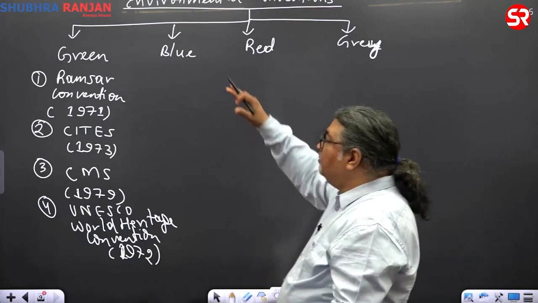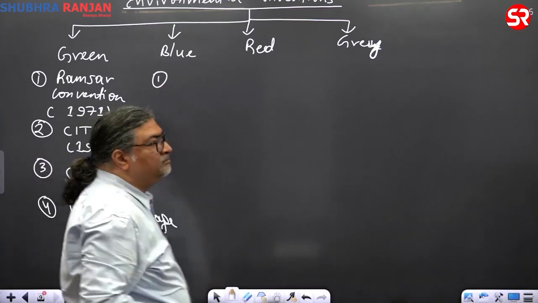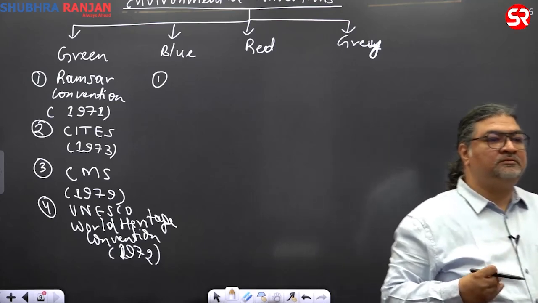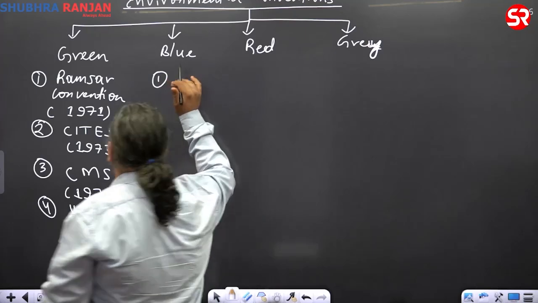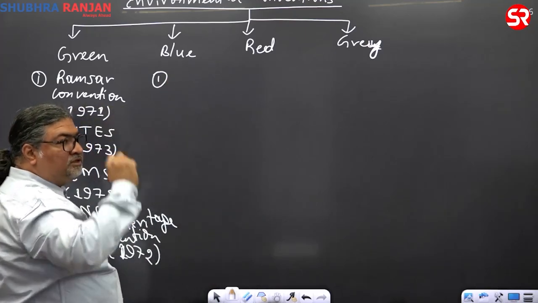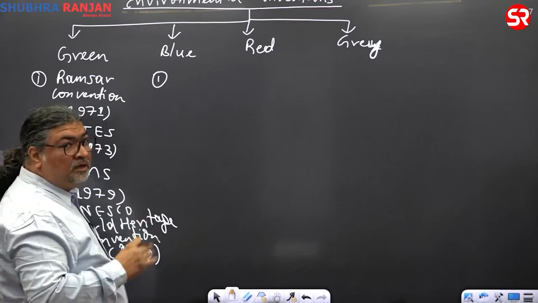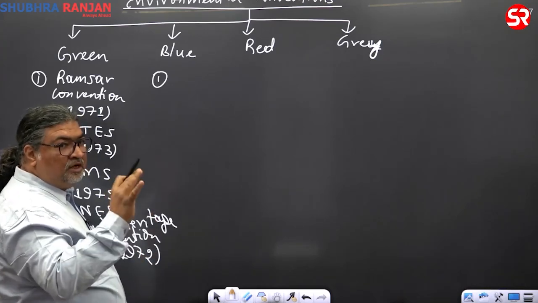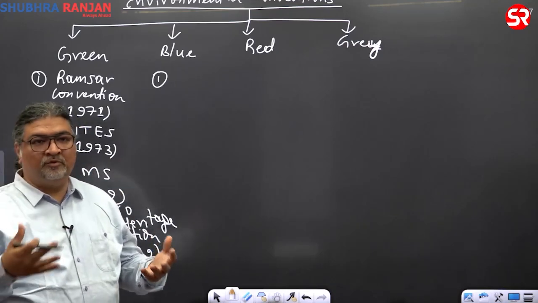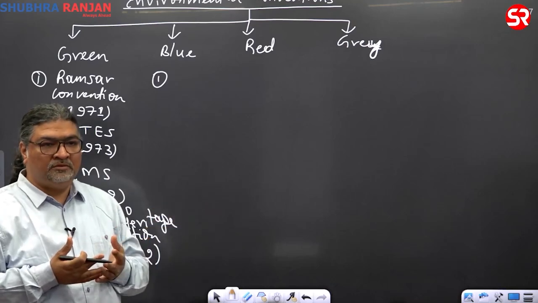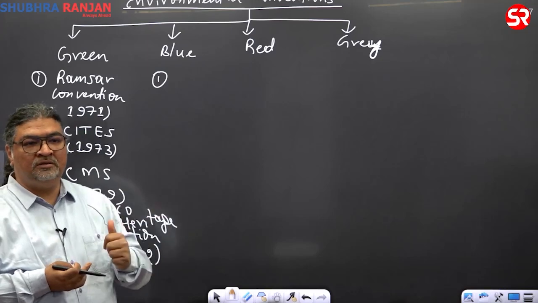Now, when you come to the blue part of it, blue refers to marine area, sea and ocean. For that, the word blue comes there. If you talk about marine areas, what is very important? The first thing in terms of protection of marine areas, sea and ocean, is UNCLOS, the United Nations Convention on Law of the Sea. The law of the sea basically looks into the sovereign rights of a country over the ocean, where you read about territorial water, exclusive economic zone, open sea.